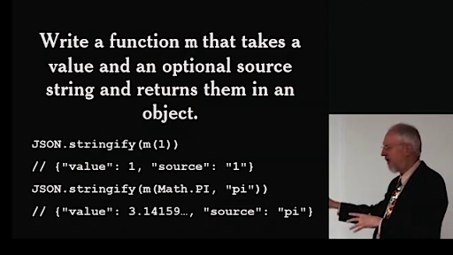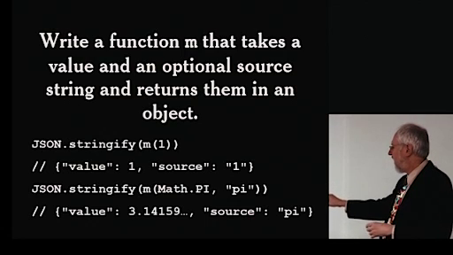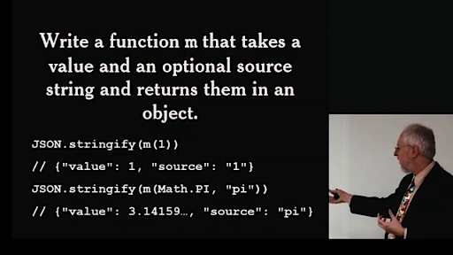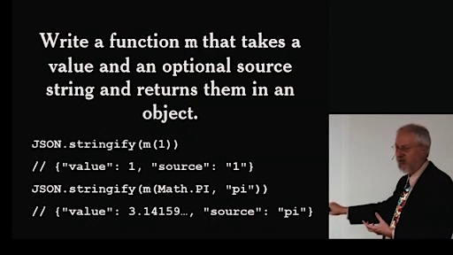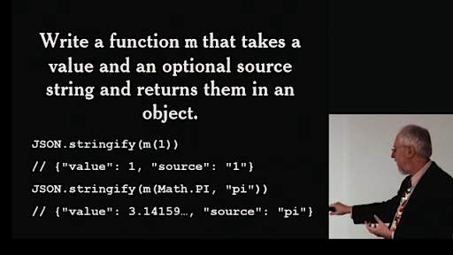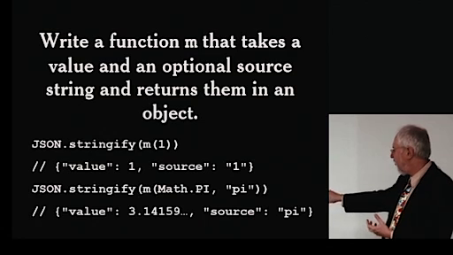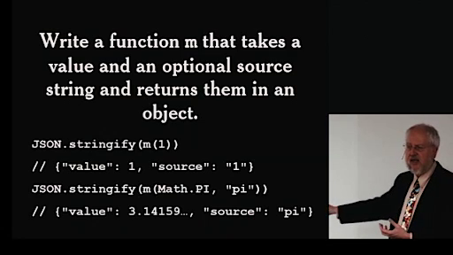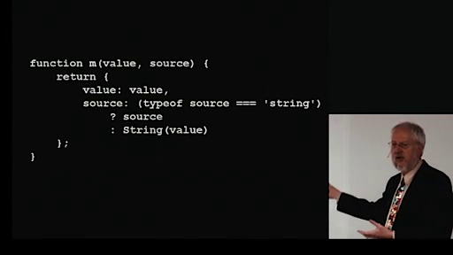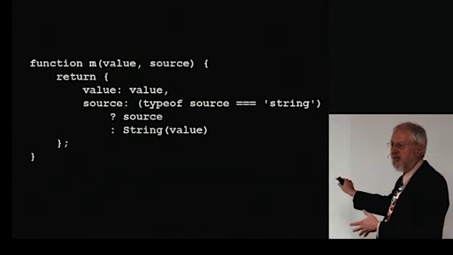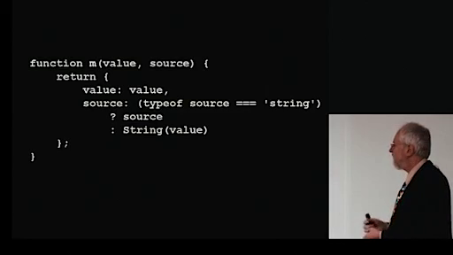We make the string of the value. If we pass in a second argument, then that second argument will be the source property. So if we pass in pi and the word pi, the value will be pi and the source will be pi. So this is the function, the constructor that does that. So go ahead and type this in. I'll give you a minute, and then we'll go on and we'll do the next problem.